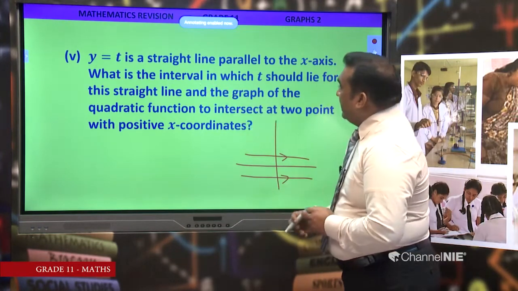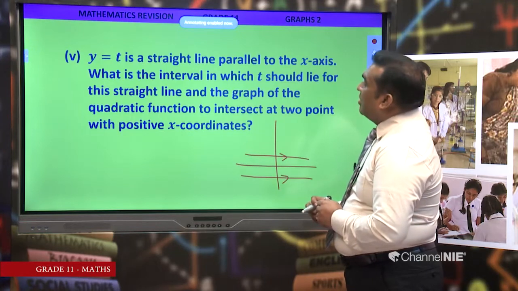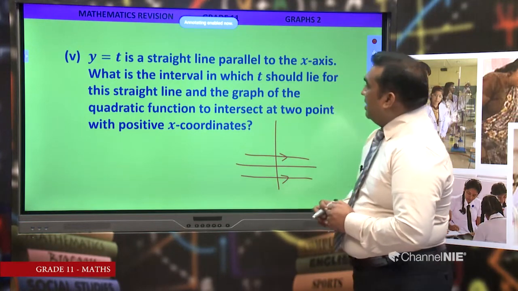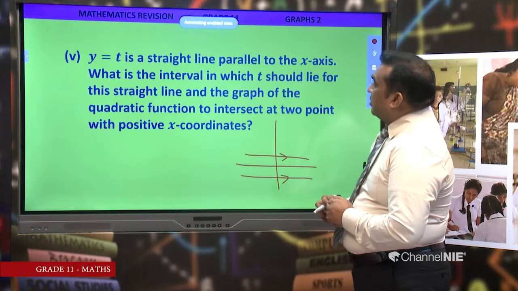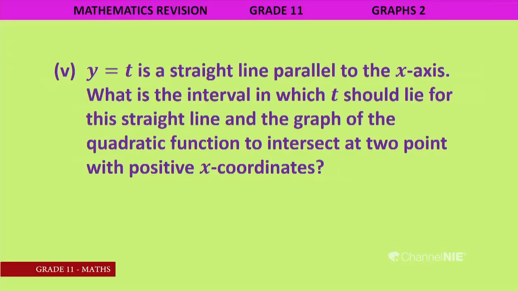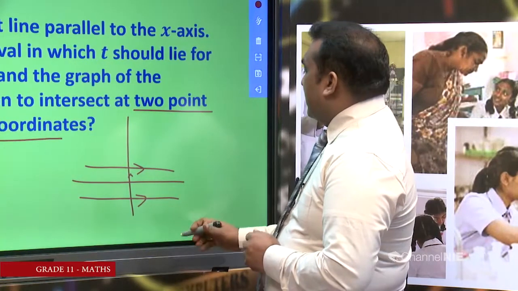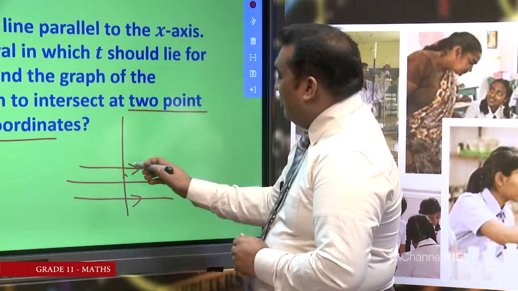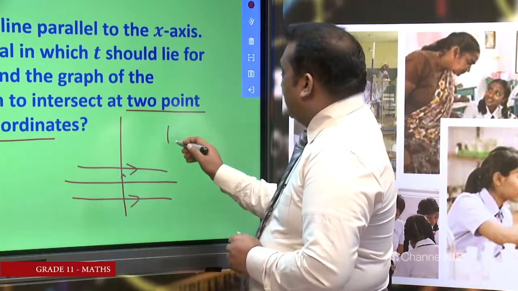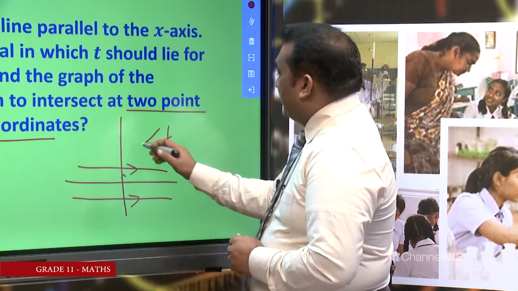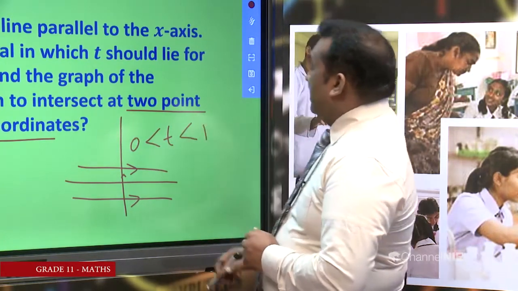What is the interval in which t should lie on this straight line and the graph of the quadratic function to intersect 2 points with positive x coordinate? Positive x coordinate means definitely above the x-axis. Above the x-axis means greater than 0, less than 1. Therefore, that should be the range.